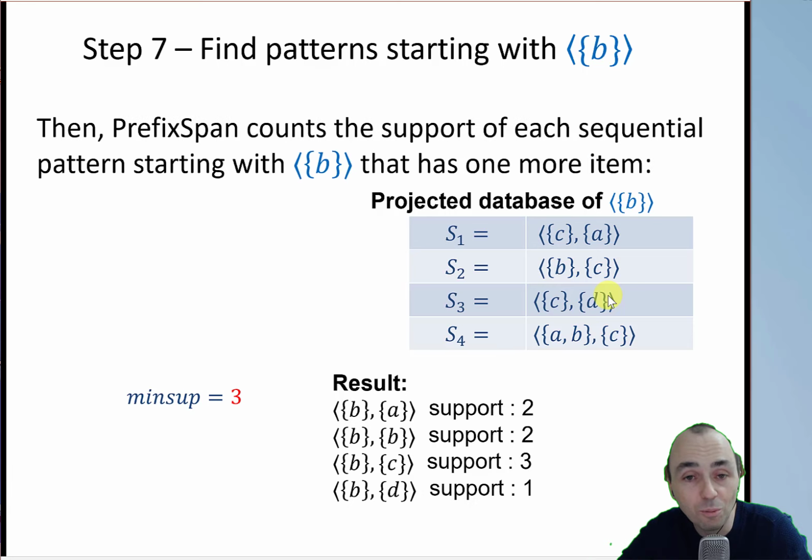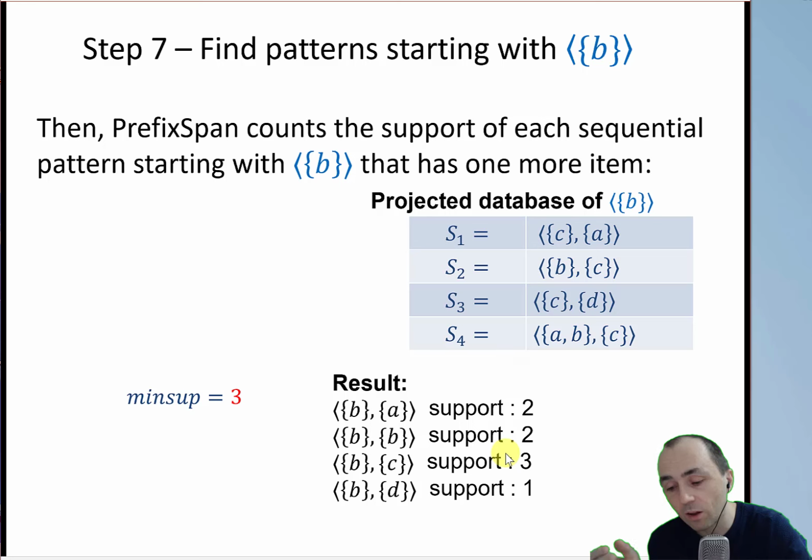Then if you remember what PrefixSpan will do, it's always the same. It will read the database to try to make the patterns starting with B, okay. So by looking at the projected database of B, it will count how many A after B. So there are 2, so BA has support of 2. How many B after B? So after B we have B and B. So BB has support of 2 and so on, like before.